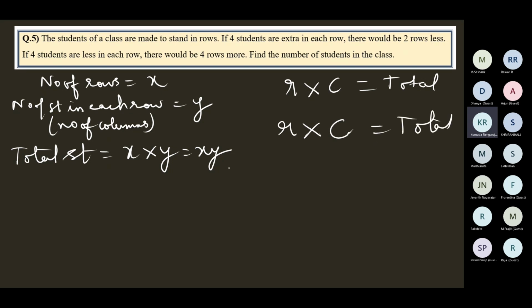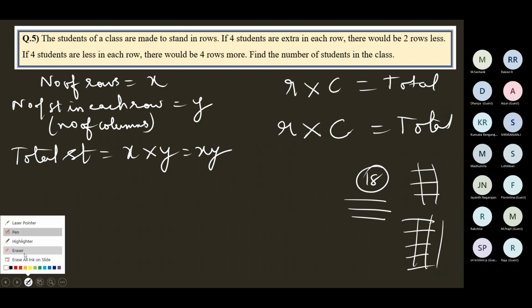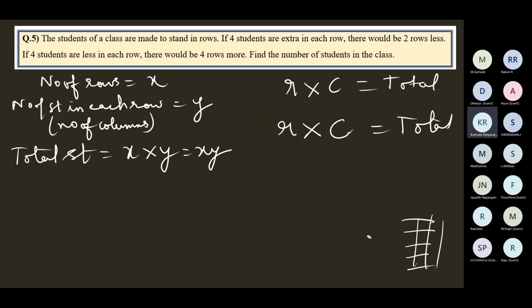And the total number of students will not change. The number of rows and columns might change, but the total number of students will be the same. Now, in our example, we took 18 dots. We made 3 rows and 6 columns. You can also make 9 rows and 2 columns. 9 2s are 18. 6 3s are 18. Or you can make 6 rows and 3 columns. So the number of rows and columns may differ, but the total number of students cannot change. They'll remain the same.